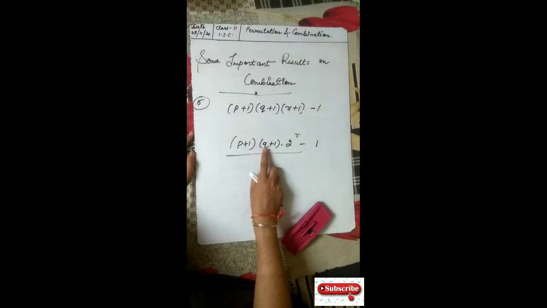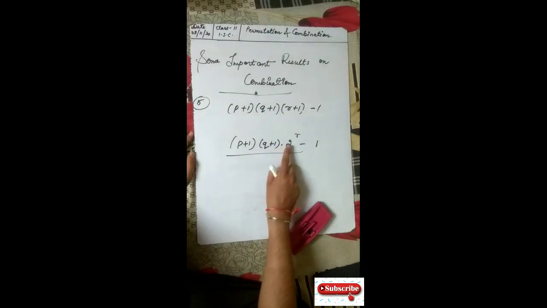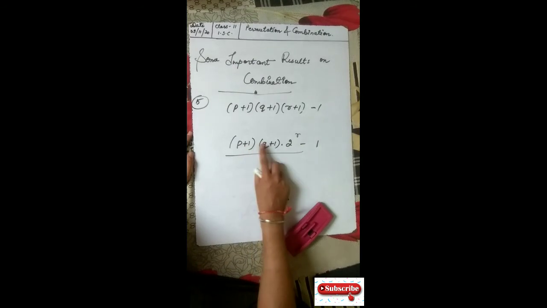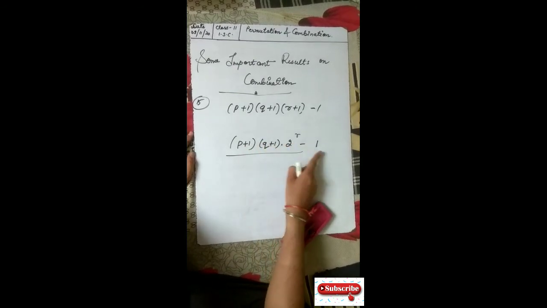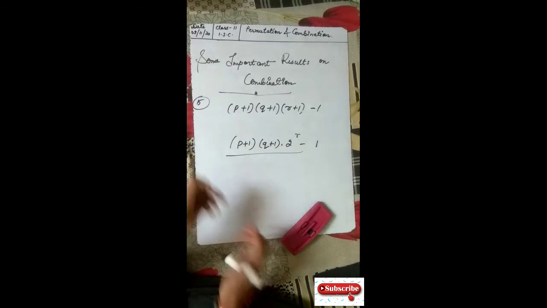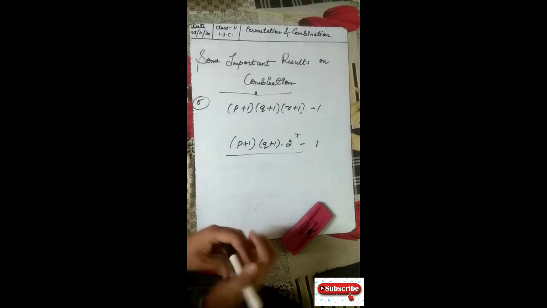Say for example, if q are different, so it will be what? And if p and r are alike, then it is (p plus 1) into (r plus 1) into 2 to the power q minus 1. Understood?